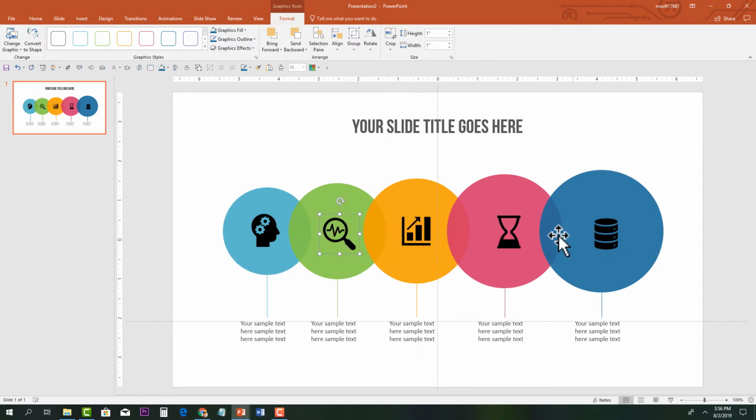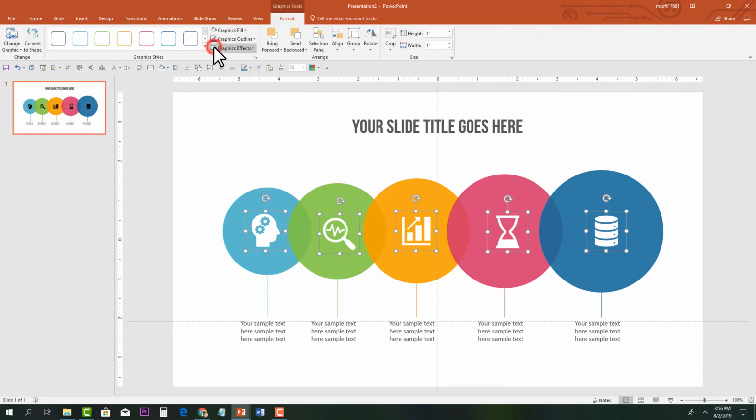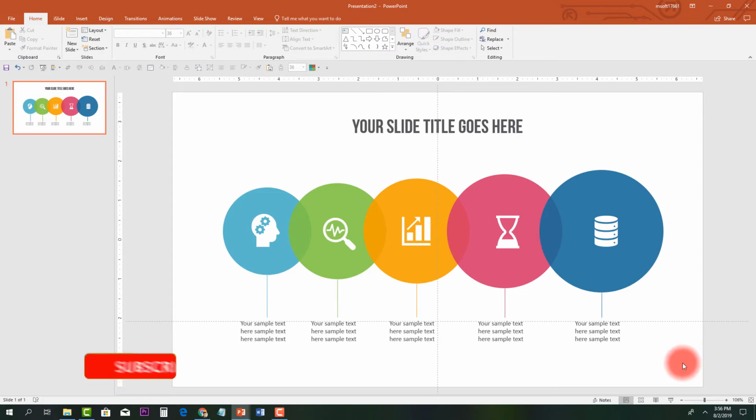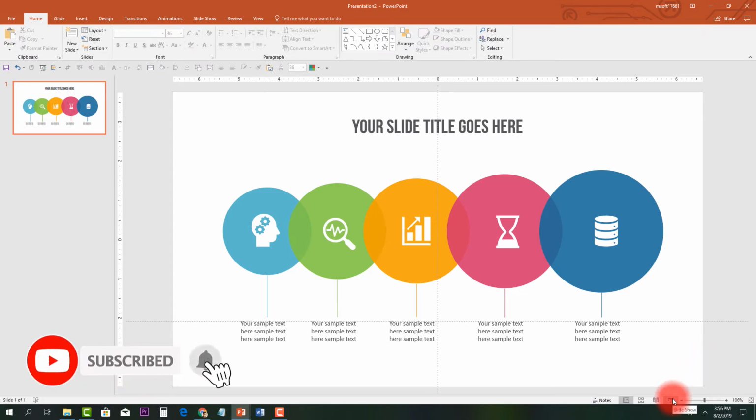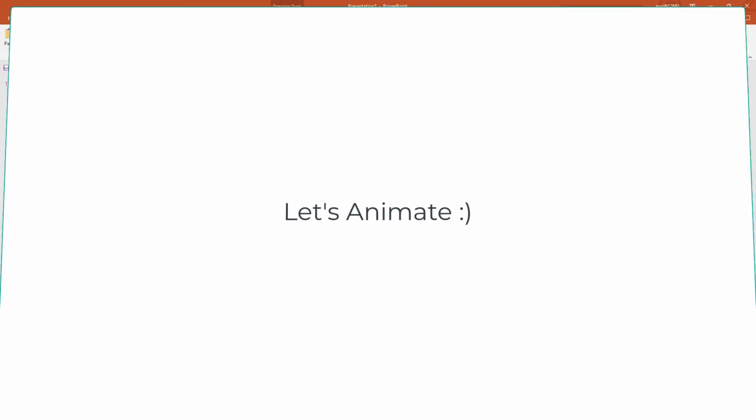Then I'm going to change shape fills for icons. Select all the icons, again go to format and change graphic fill color. Okay, we are 90% done. Now let's animate.